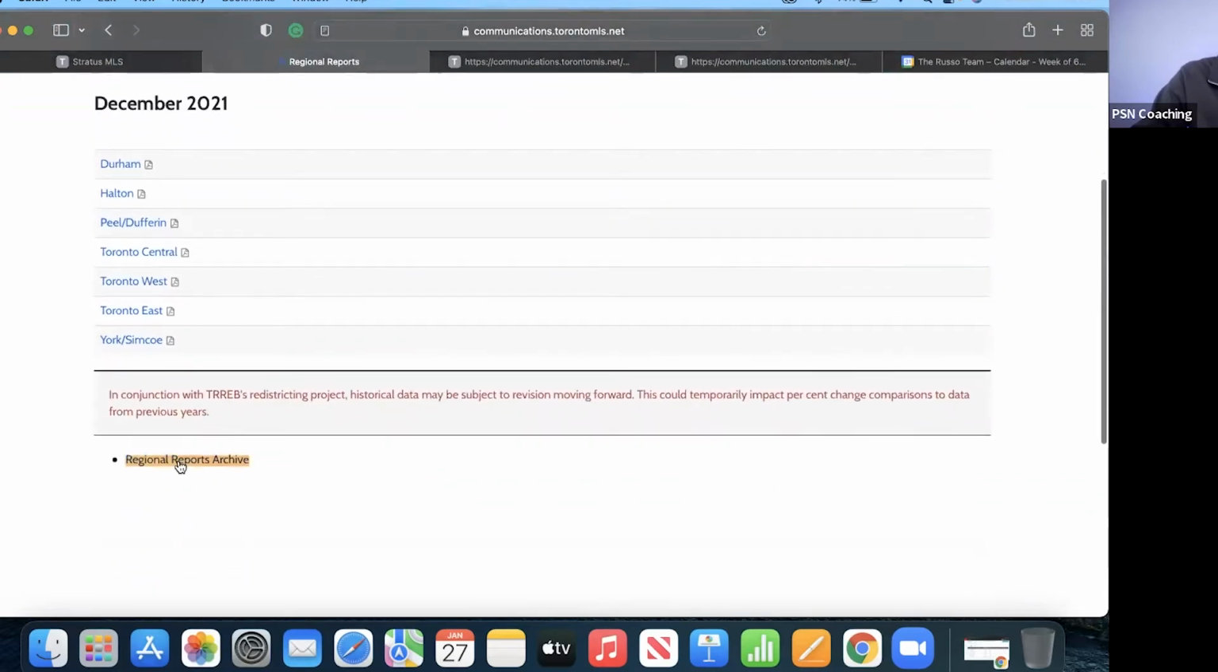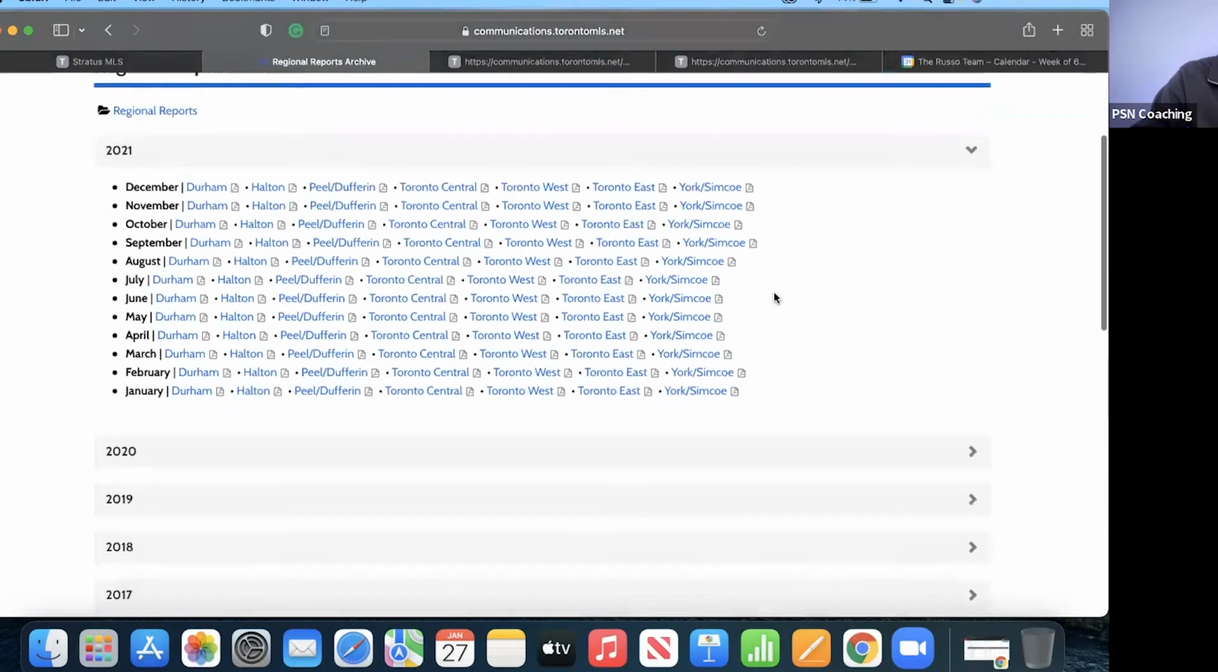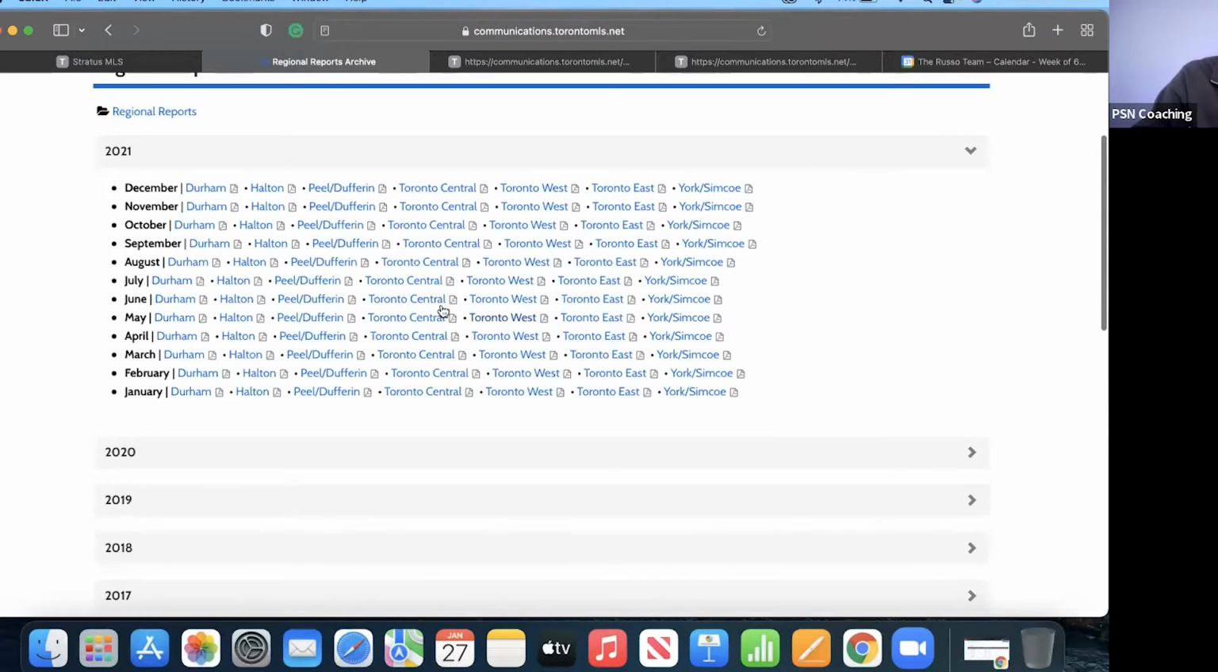I can click on regional reports archive, which is down here. And no, what the heck? It just did the same thing again. Oh, sorry. All the dates are right there. I apologize. It's right in front of me the whole time. So right here, I have December, November, October, September, August. I can go backwards in time, right?